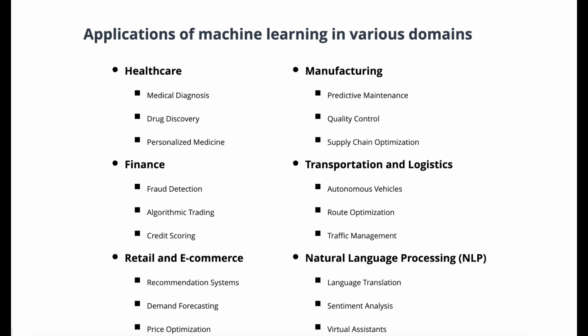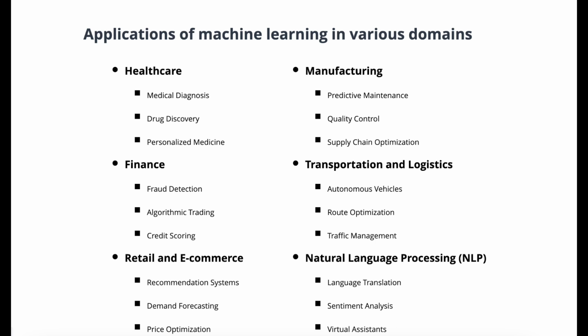Drug discovery. ML algorithms are used to predict molecular activity and identify potential drug candidates, speeding up the drug discovery process. Personalized medication. ML techniques analyze patient data to tailor treatment plans and predict individual responses to medications, improving healthcare outcomes. In finance, fraud detection.